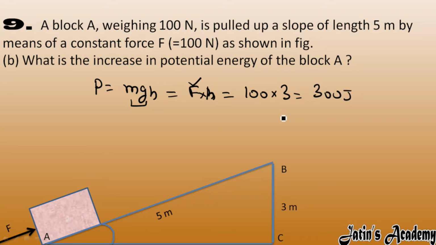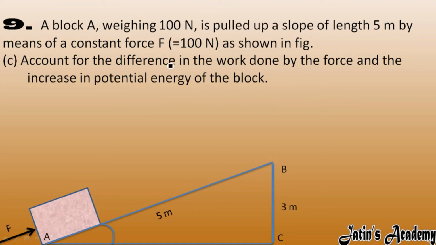Now we have to account for the difference in the work done. First we have to calculate work done. We have calculated it as how much? 500 joule, and potential energy we have calculated as 300 joule. Now we have to take the difference. When we take it, we get 200 joule.